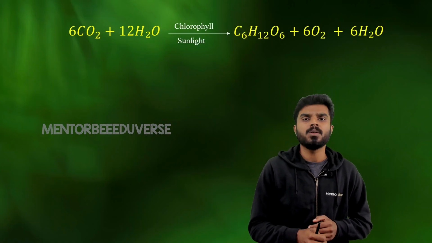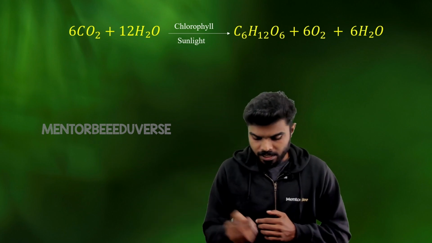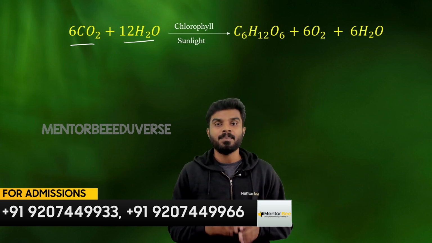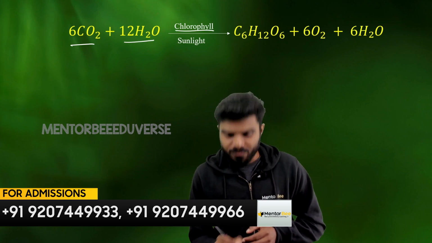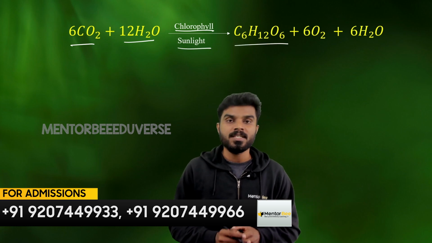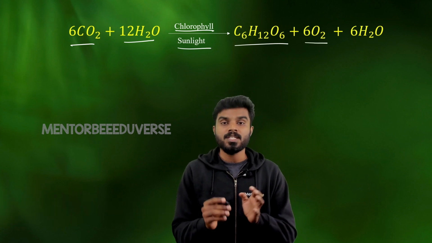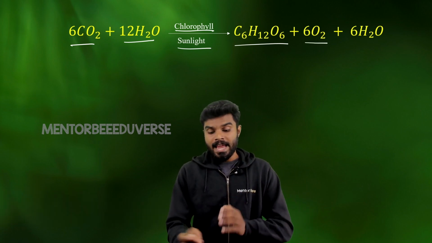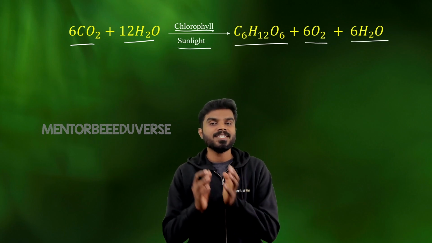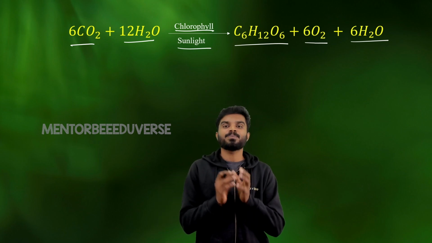So now let's look into the chemical equation of photosynthesis. See, as we see here, 6CO2 plus 12H2O. That means carbon dioxide plus water, in the presence of chlorophyll and sunlight, gives C6H12O6, that is glucose or carbohydrate, plus 6O2, that is oxygen. Oxygen is one of the byproducts of this reaction, and 6H2O, that is, as you all know, water. So oxygen and water are the byproducts of photosynthesis, and the main product here is carbohydrate.